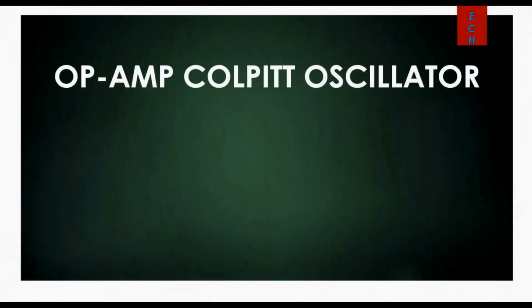So today we will understand the op-amp Colpitts oscillator. Till now we have seen RC feedback oscillators, that is the RC phase shift oscillator and the Wien bridge oscillator. Now we will see the LC feedback oscillators, that is the Colpitts oscillator and the Hartley oscillator.